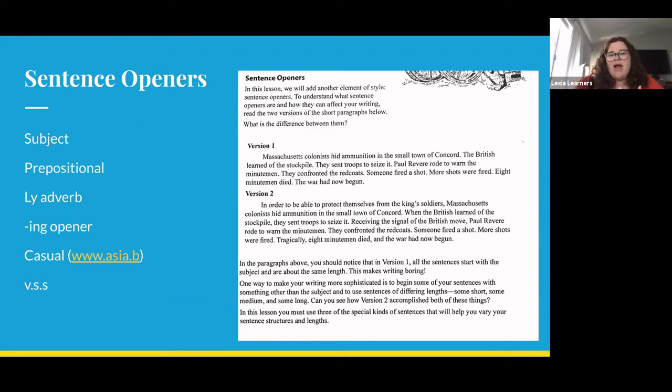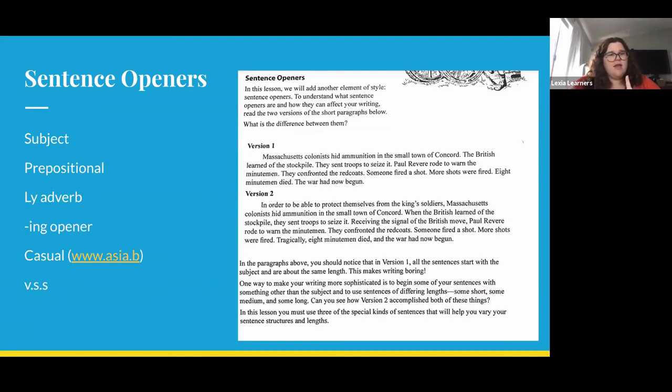Or maybe you begin with an ly adverb. Suddenly, the storm rolled in. Ones that start with an ing. And then like a very casual one, like when www.asia.b clauses are very casual. When you see me, say hello, starting with that word when. And then a VSS, which means a very short sentence. I tell them to limit their very short sentences because then they're more dramatic. But you always want to have at least one of all of these types of openers in a 3 or 4 paragraph writing. So at least you're switching it up a little bit.